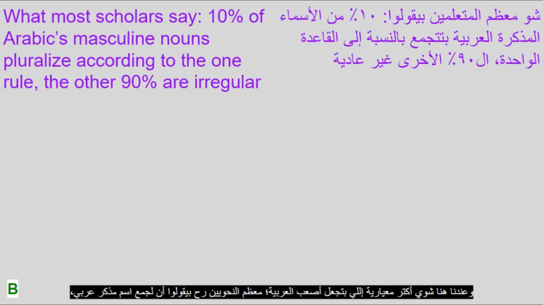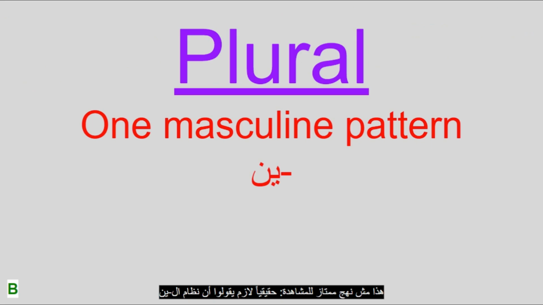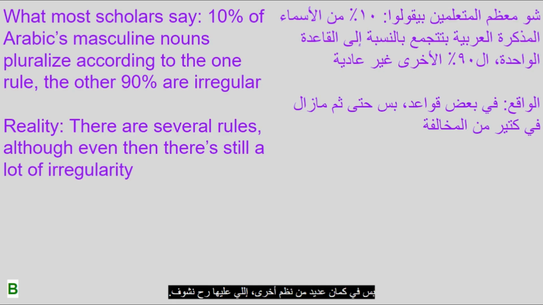Here we have a bit more prescriptivism that makes Arabic harder. Most grammarians will say that to pluralize a masculine Arabic noun, you add the suffix in, but also that 90% of words are exceptions. This isn't a great way to look at it. They should really say that the in suffix, or sometimes un in MSA, is one pattern which goes on agentive words like muhandis to muhandisin, but there are several other patterns as well, which we're about to look at.